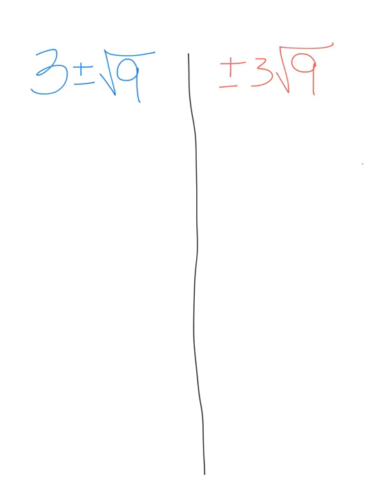So we have 3 plus or minus the square root of 9. Now this actually means two things. It means 3 plus the square root of 9, and it means 3 minus the square root of 9. That's what that plus or minus means. Now if we simplify this, it's not going to be just plus or minus a number, the positive and the negative.